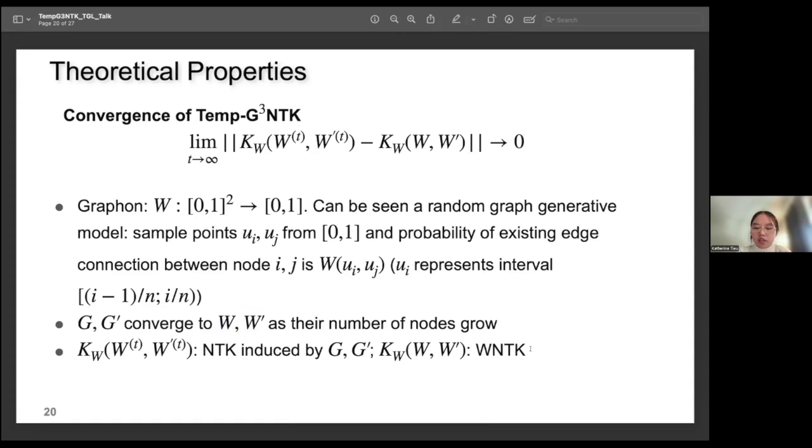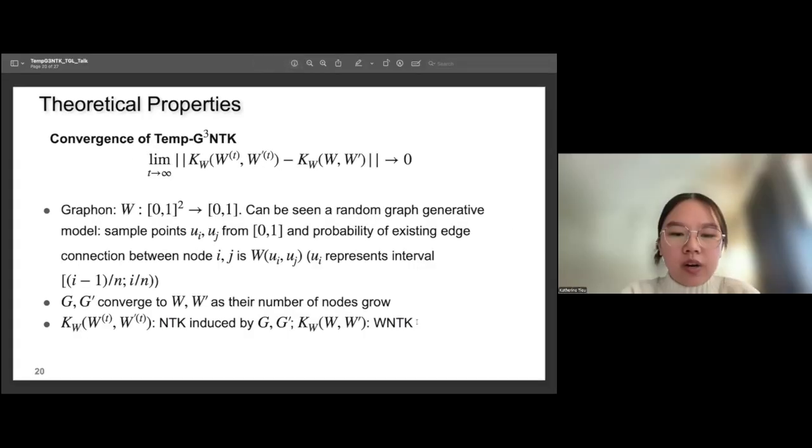Before we conclude this theoretical property, are there any questions that I need to clarify?